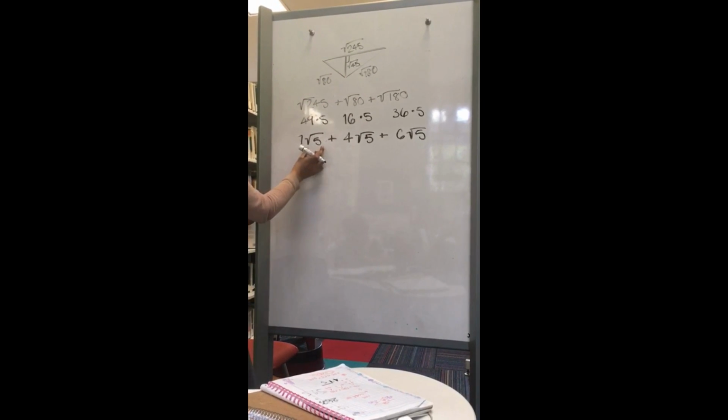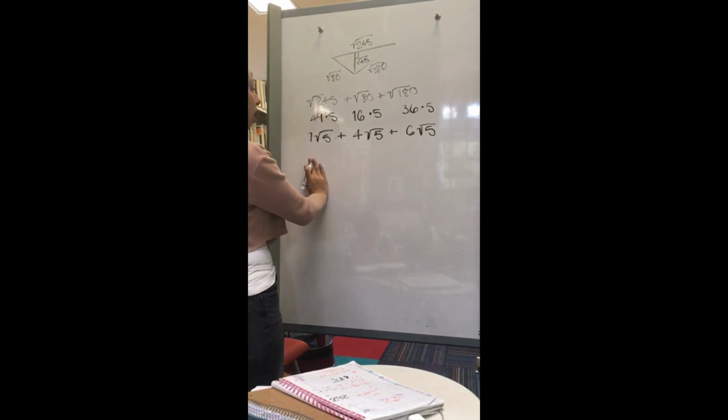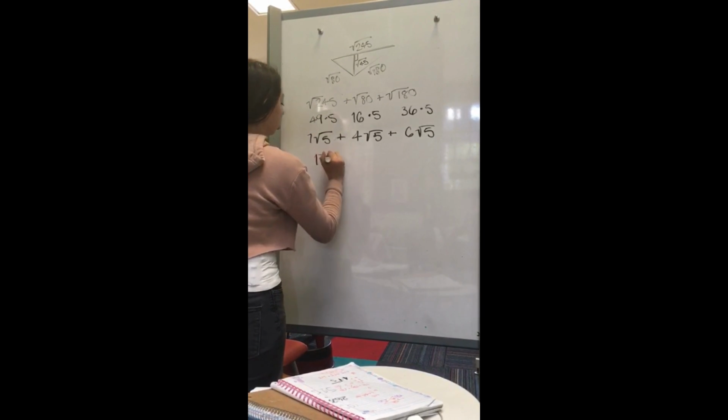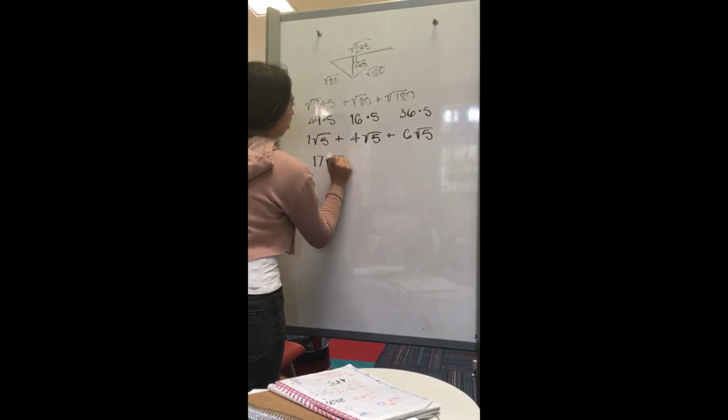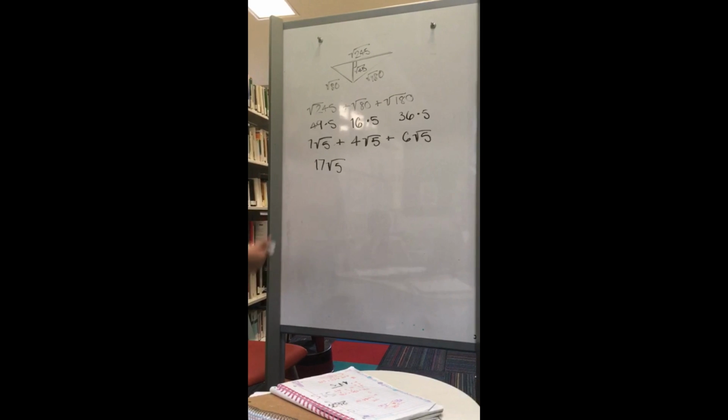So now we have the same roots. We can add these, and the answer is 17 square root of 5. So yeah, that's the perimeter.